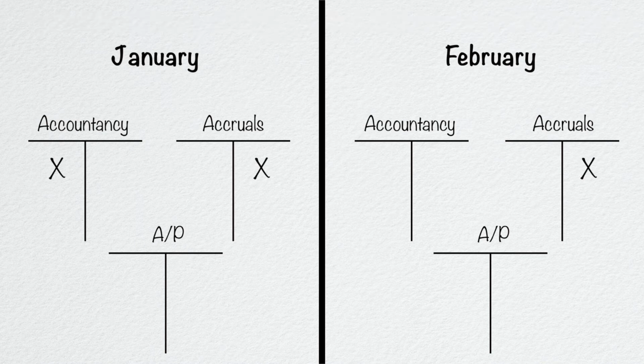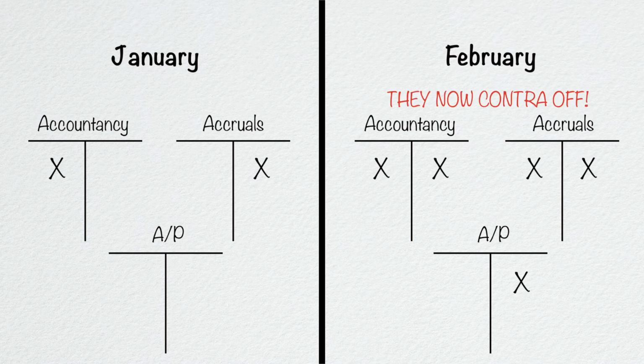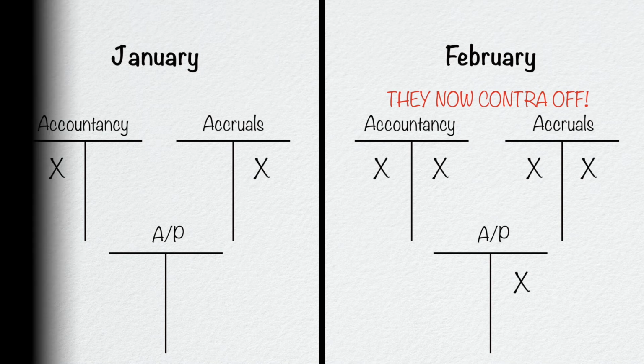Now what happens when we post our bill in February? We just post it as normal. We debit the accountancy expense and we credit the accounts payable. But now we've got the cost in both January and February, so that can't be right. So here's when we reverse our accrual. This needs to happen in the same month as the bill is dated, so they zero off in the monthly profit and loss. So now we've covered the accruals, let's move on to prepayments.